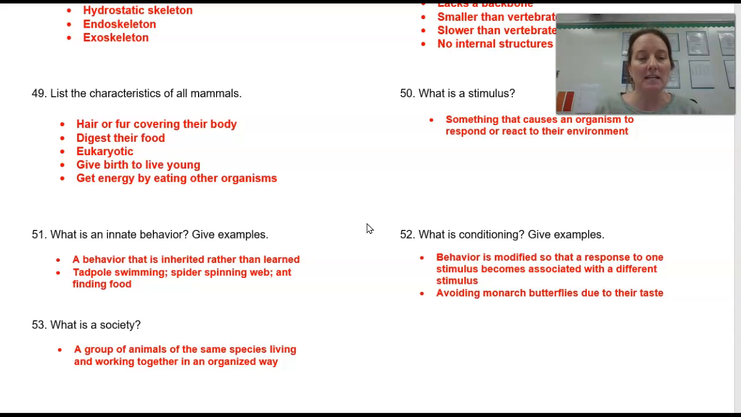All right, a society is a group of animals of the same species living and working together in an organized way. We live in a society. We're humans, we live in a society. Wolves do, herd animals do. They all work together, and there's some organization, some hierarchy in some form or fashion.